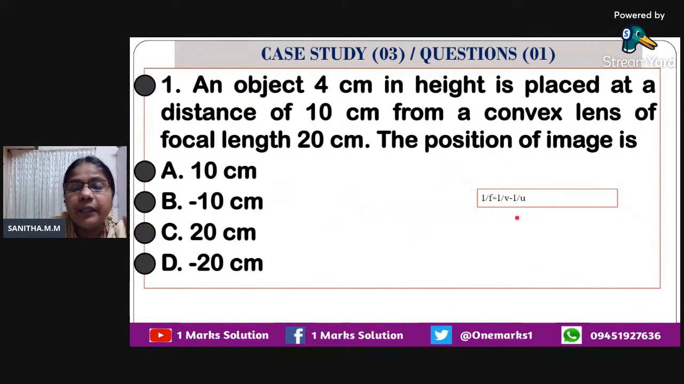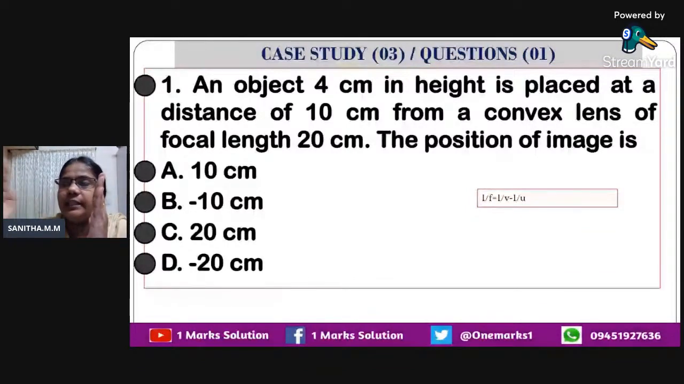But here you have to use the sign convention. You have to take u as negative. Why? Because you always have to measure from the optic center. The object is placed here and the lens is here. We are measuring from the optic center. So light coming from here, the direction is positive. But if you are measuring from here, it is negative.